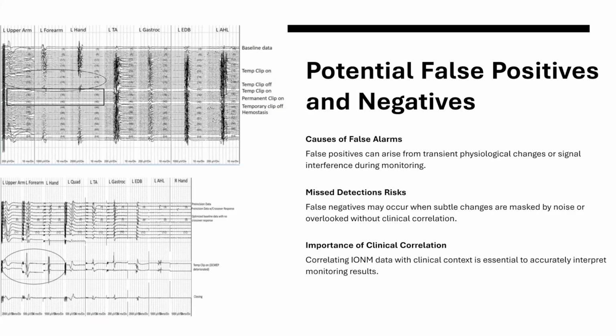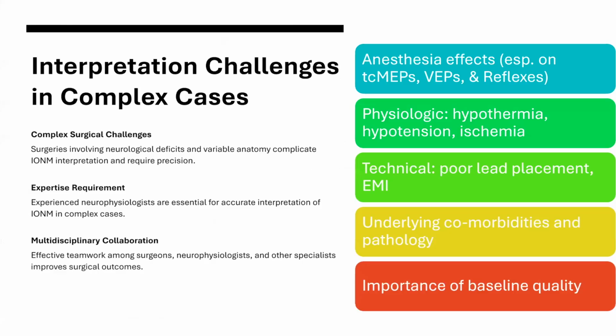But everything has to be taken into clinical context. So what are some of the challenges that we face? Well, whenever you're doing complex neurosurgery, you have complex neurological deficits, and you have variable anatomy, and you have all these underlying factors that can influence whether or not you get good data. So the anesthetic effects, for example, and again, mainly on the polysynaptic and oligosynaptic pathways, your physiological underpinnings. You have to make sure that technically your leads are placed correctly, that you're testing the right tests for the case, for the procedure.